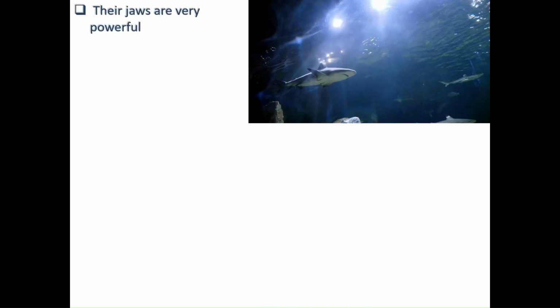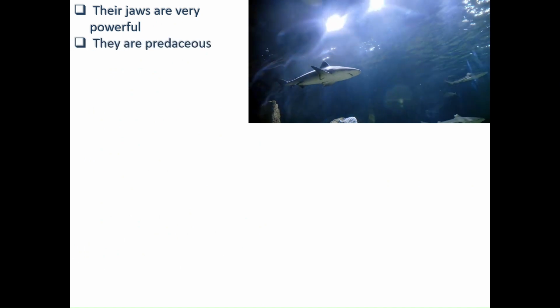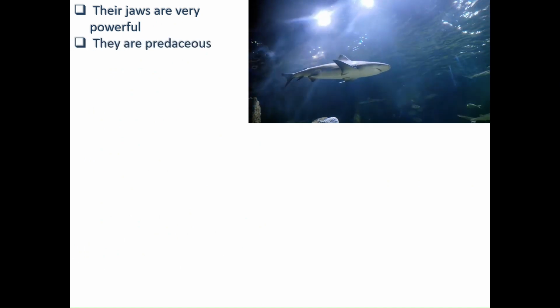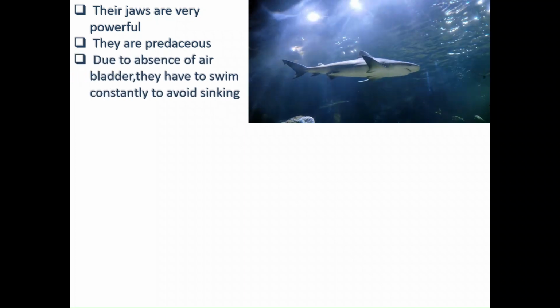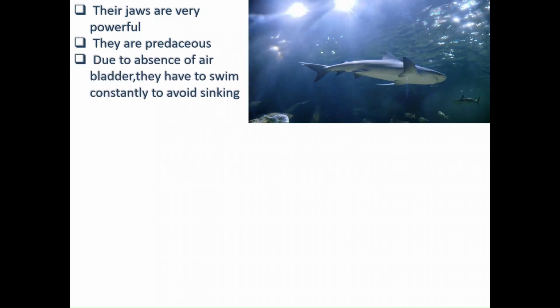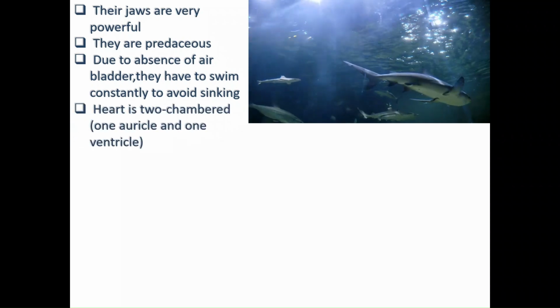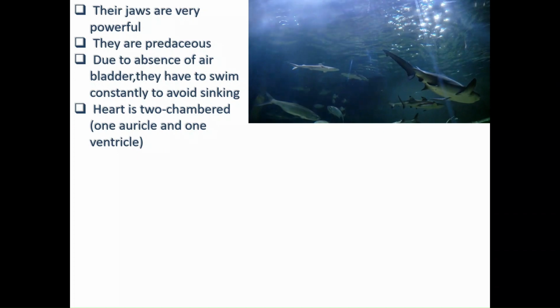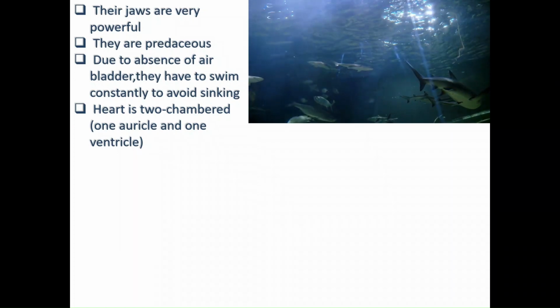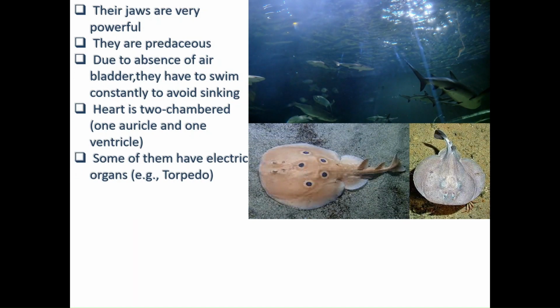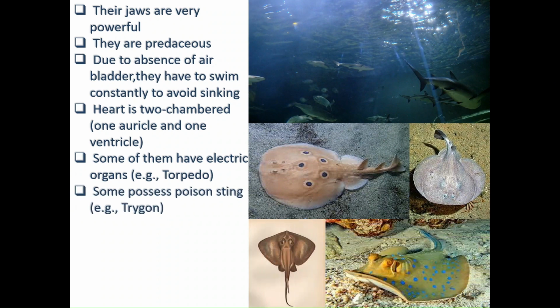Their jaws are very powerful. They have jaws because they are Gnathostomata types, which have jaws. And they are predaceous. They are predators. Due to absence of air bladder, they have to swim continuously to avoid sinking. Their heart is two-chambered, with one auricle and one ventricle. Some of them have electric organs like torpedo. Some of them have poisonous sting like Trygon or stingray.